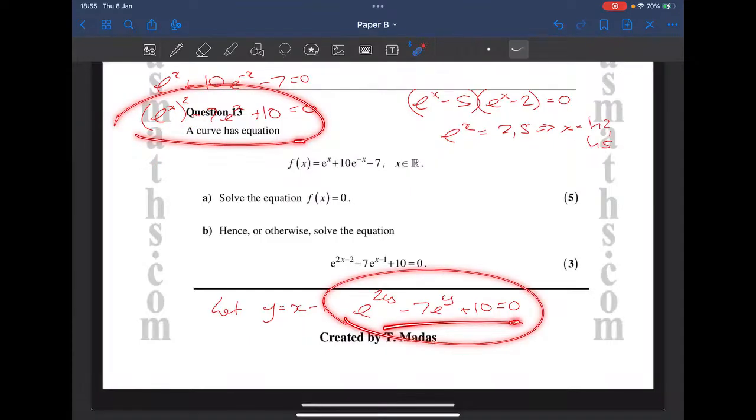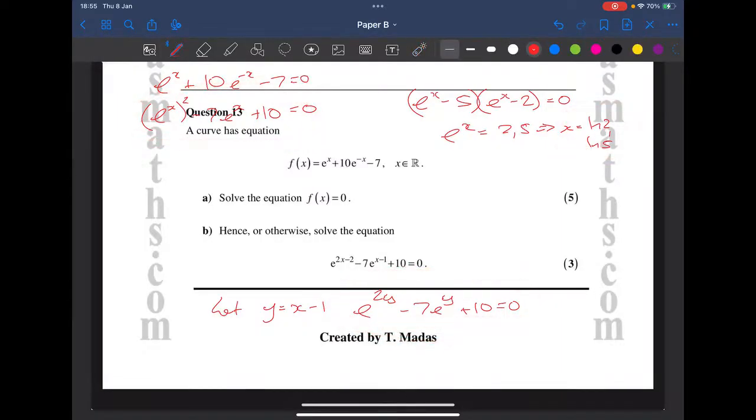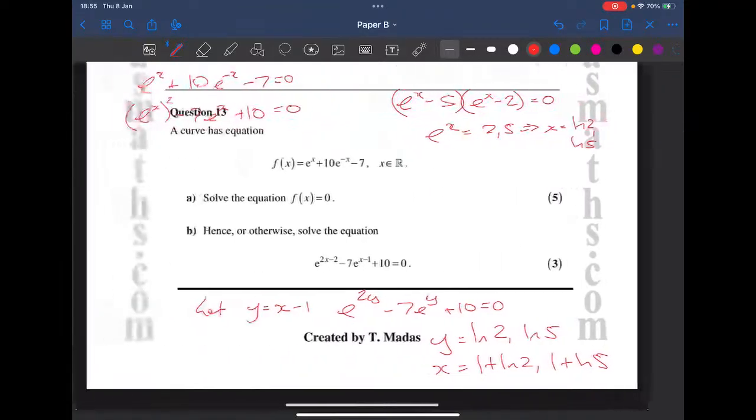So what we're saying is that y has those solutions of log 2 and log 5. So x is going to have the solutions that are 1 bigger than that. So x is going to be 1 plus log 2 and 1 plus log 5. Lovely jubbly. So that is the last question.